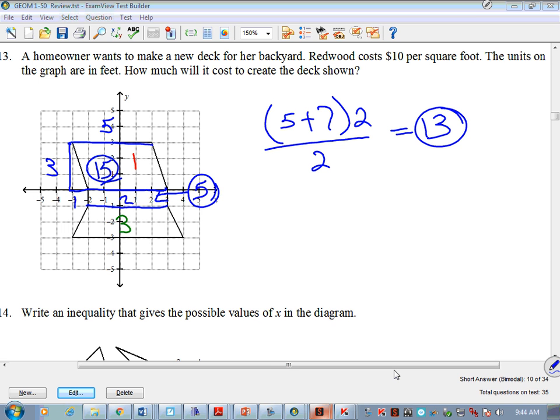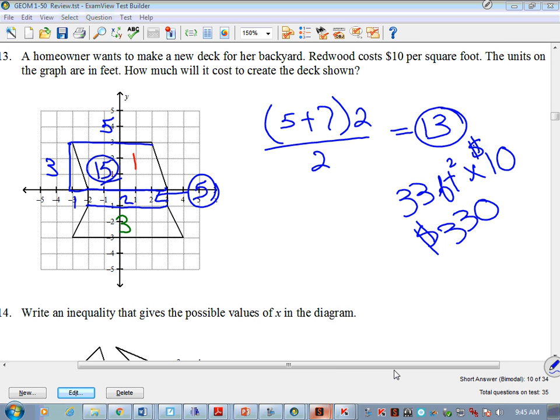All right, so we want 15 plus 5, which is 20. 20 plus 13, 33. Right? So I got 33 feet squared. It's $10 per square foot. What do I want to do with that 33 feet squared? If I want to find out how much I'm going to spend, multiply by $10 per square foot. Okay, what is my final cost? Okay, $330.